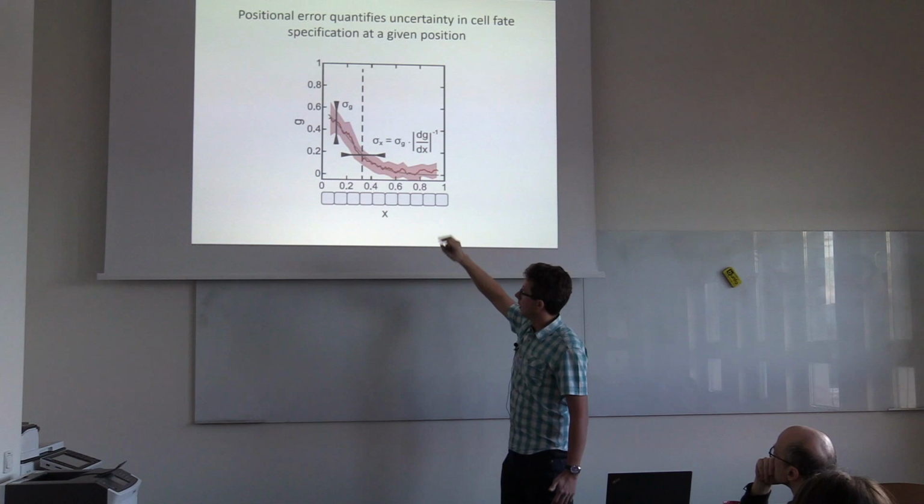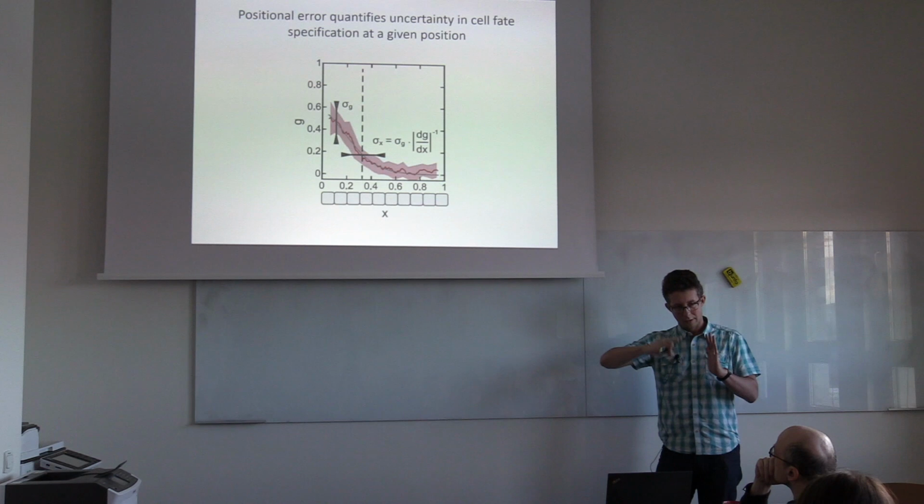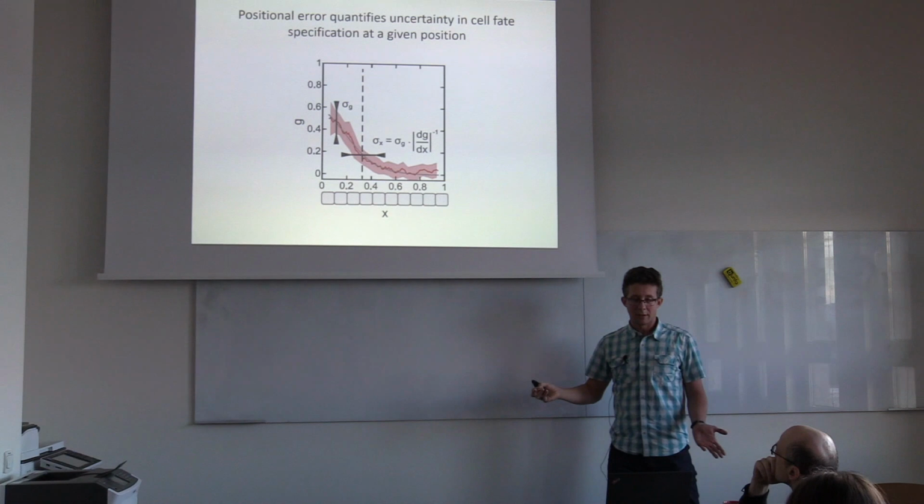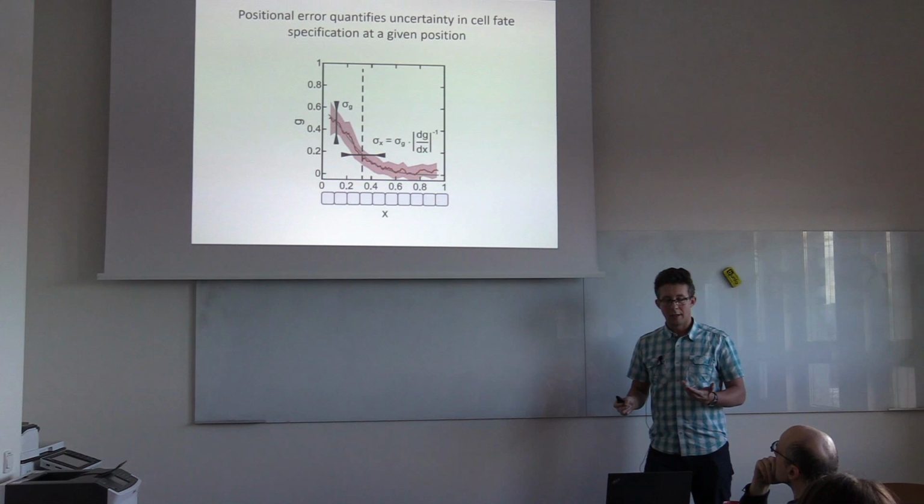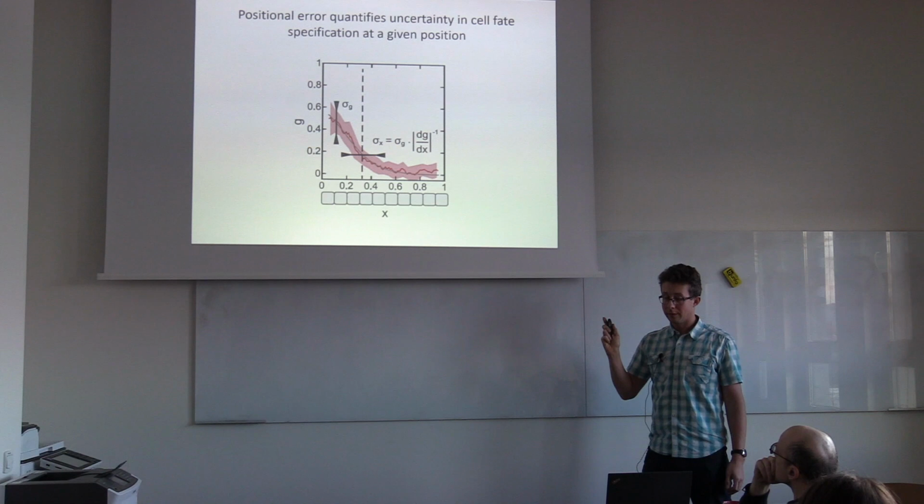So what we have from this definition is that if the slope is steep, the positional error is typically very small. If the slope of the gradient gets less steep, then of course the positional error increases. And if it's flat, it is basically undetermined. So to sum up, the positional error is a measure of positional imprecision that quantifies the uncertainty with which the cells are reading their position. So now let's see, using this definition, what is the positional error observed in the fruit fly.